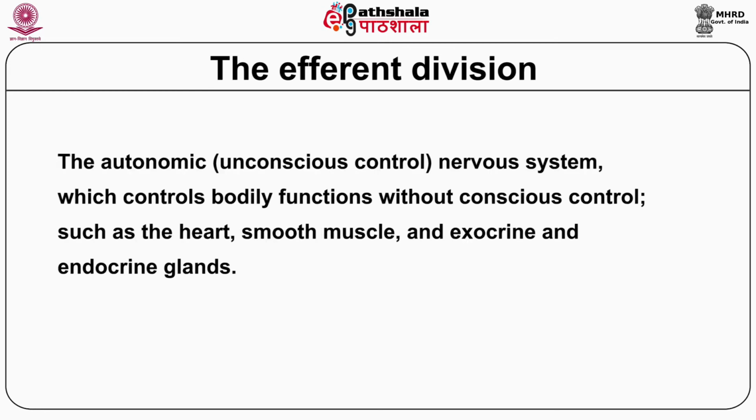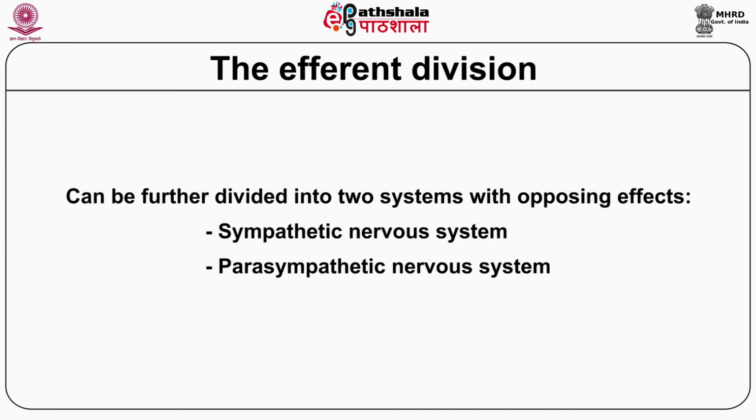When you talk about the second division of the efferent division, that is the autonomic or unconscious control nervous system, which controls bodily functions without conscious control, such as the heart, smooth muscles and exocrine or endocrine glands. This can be further divided into two systems with opposing effects. One is the sympathetic nervous system and the other is the parasympathetic nervous system.